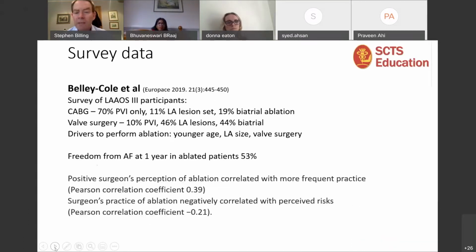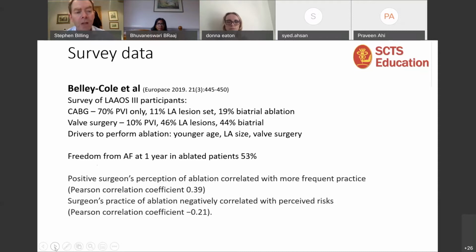So we have a little bit of data about surgical AF ablation, perceptions around it, and the results. This study here was a survey of those surgeons participating in the LAUS 3 trial that I've already mentioned. So these surgeons presumably are AF interested at the very least, but in patients having ischemic disease, the majority of patients received pulmonary vein isolation only, and only 20% received a full maze. And then even in the valve surgery patients, less than half received a full maze.